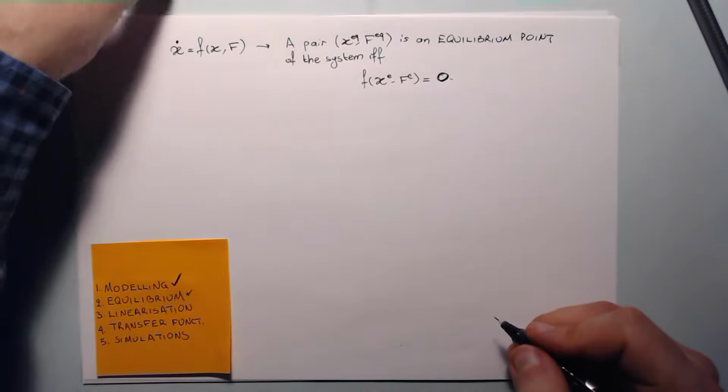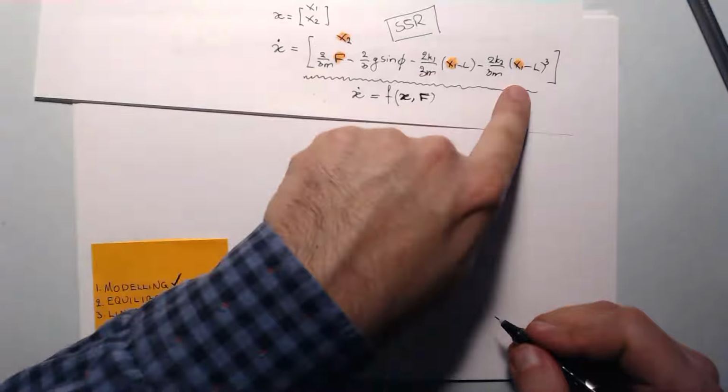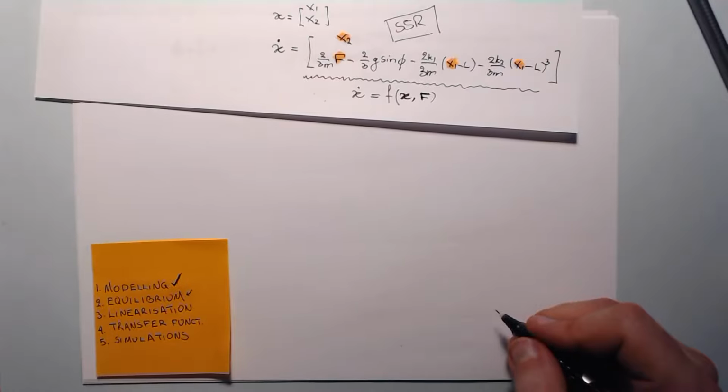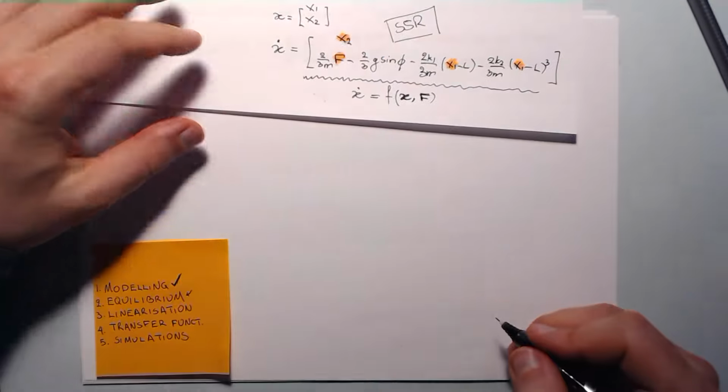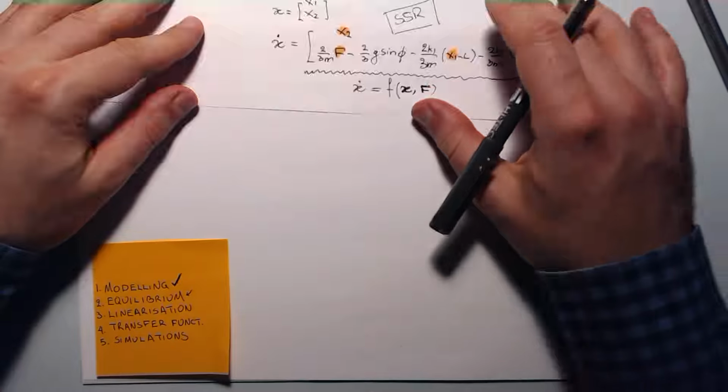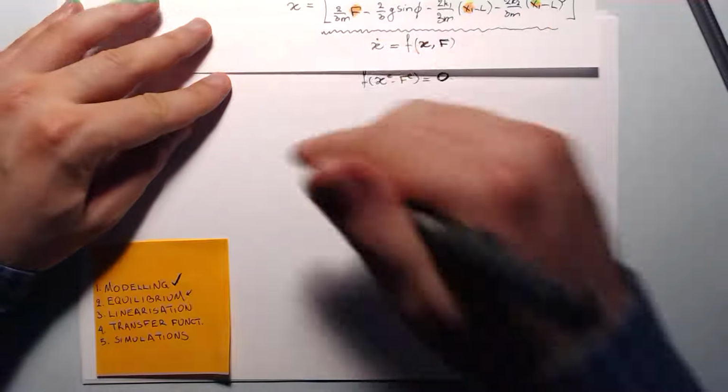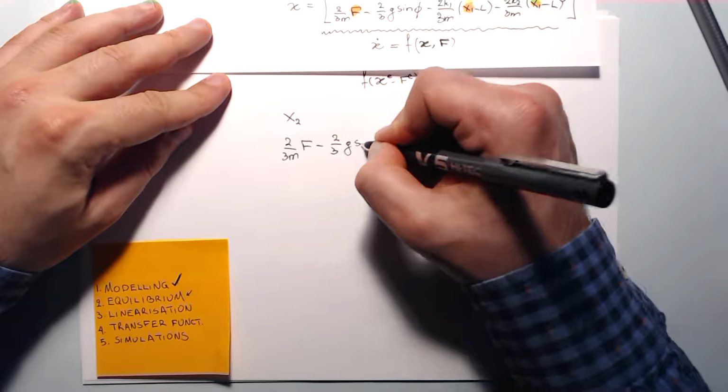Okay, so let's go back and see what is that function f. This is the function f. It is the right hand side of the state space representation. This whole thing, the right hand side. So you know what we'll do? We'll copy that. We'll copy the right hand side. Let me just copy it for you.